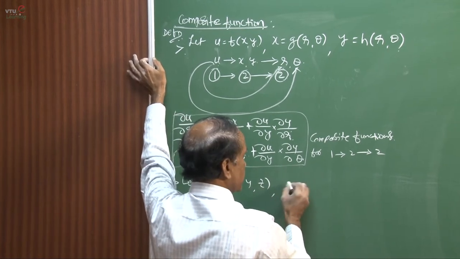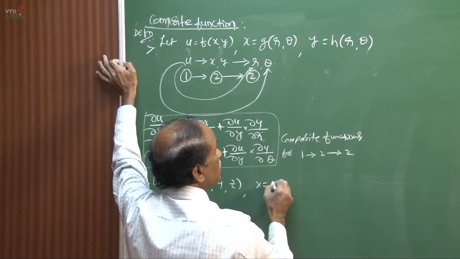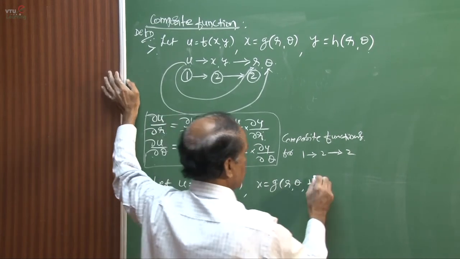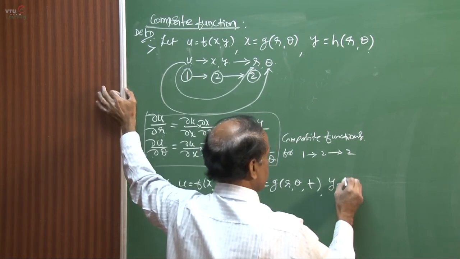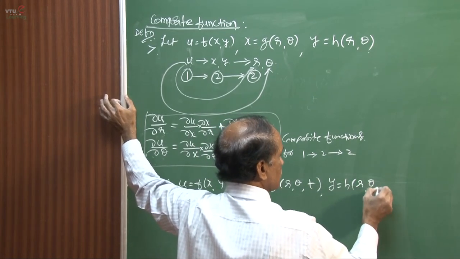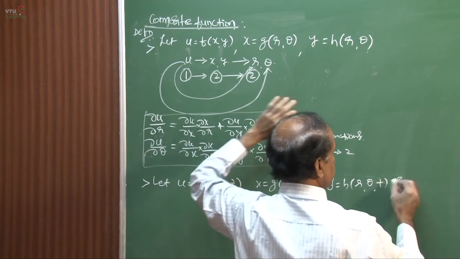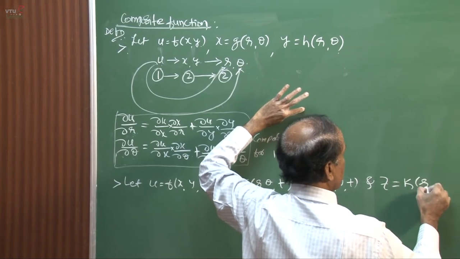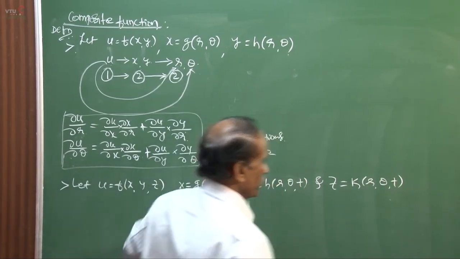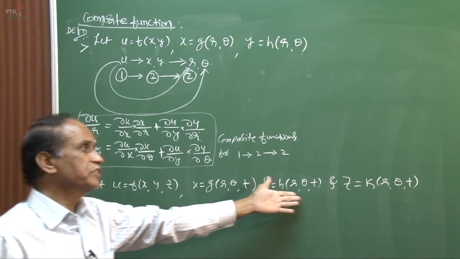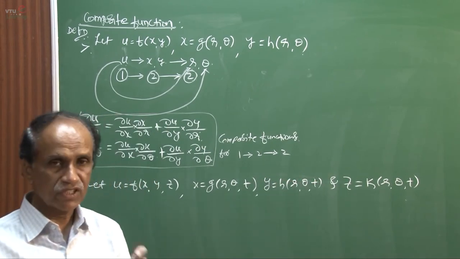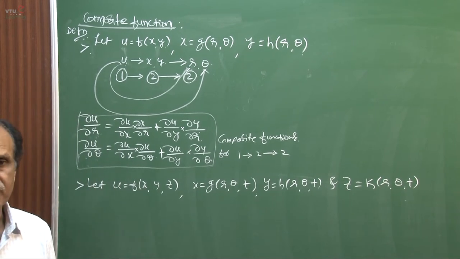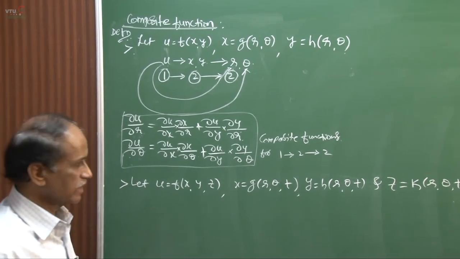Then x is equal to a function of r, theta and t, right? And y is equal to a function of r, theta and t, and z is equal to a function of r, theta, t. I may be using g, h and k. They are representing the functional relation symbol. That means it is a mapping between LHS to RHS.